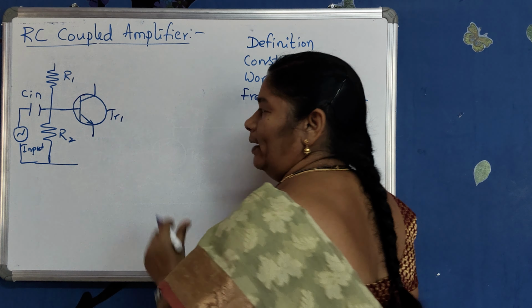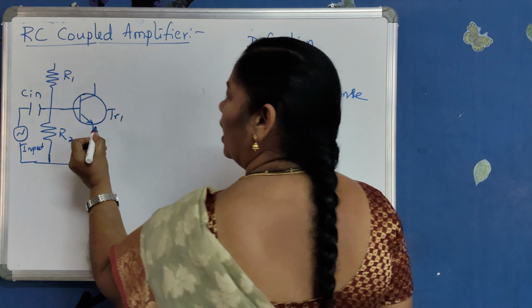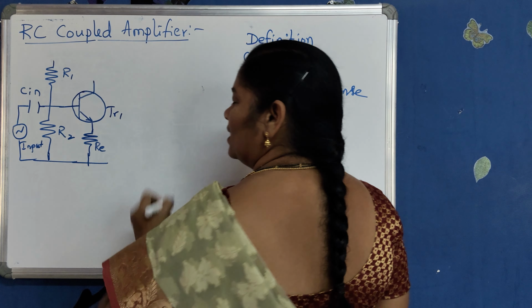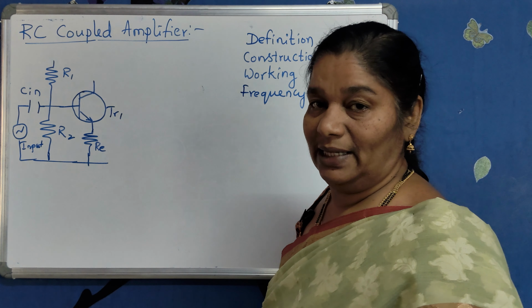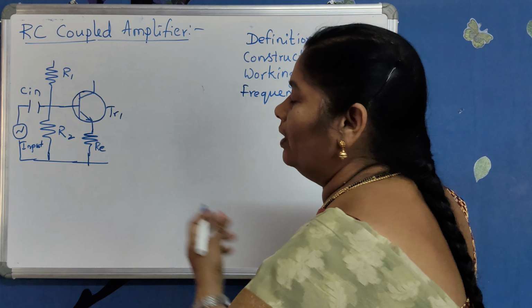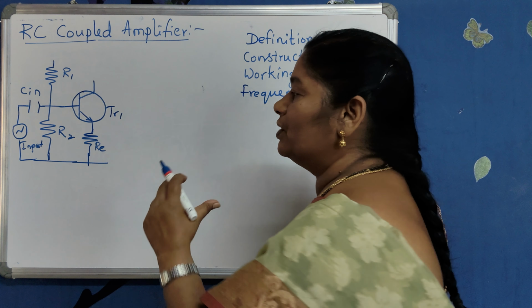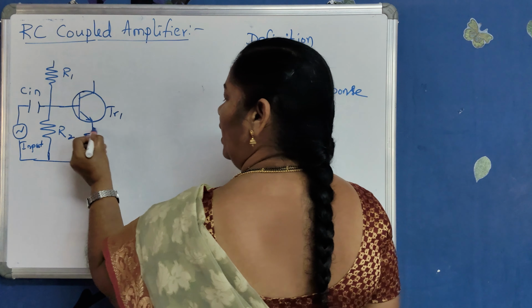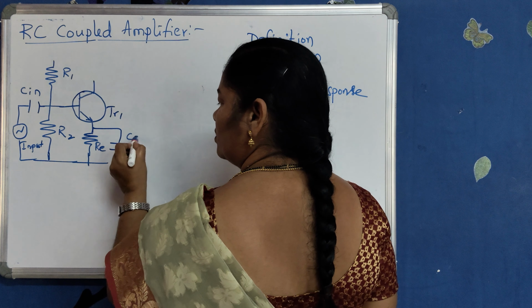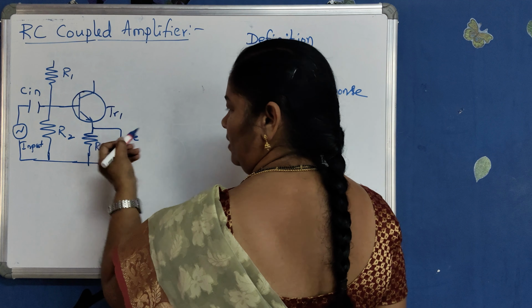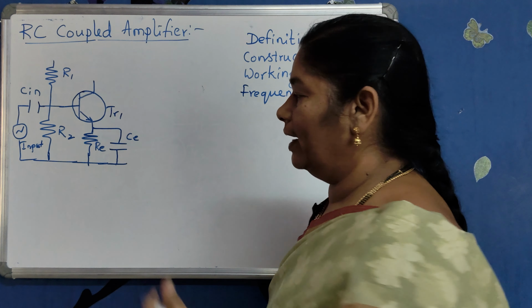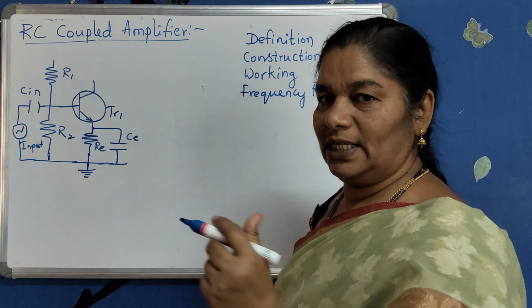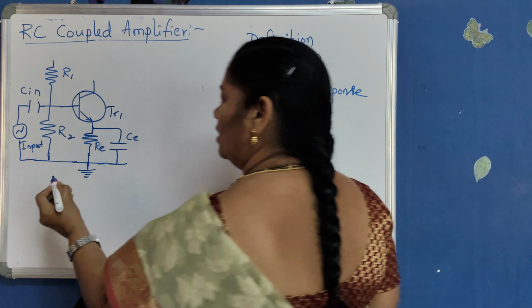Among all these, RE is a very important one, which is called the stabilization resistor. This will remove the effect of temperature variations on the amplifier. And you will have a capacitor called CE, named the bypass capacitor, and it will ground the unwanted signal like this. So this is the first stage of an RC coupled amplifier.